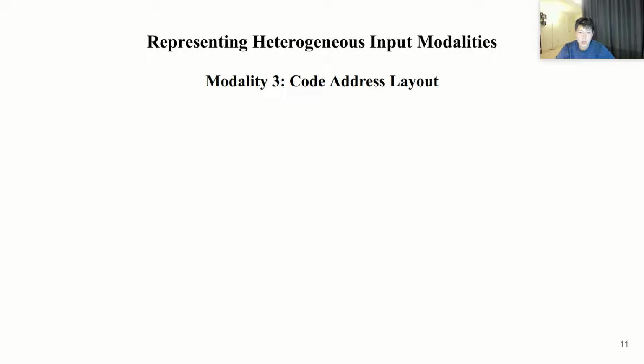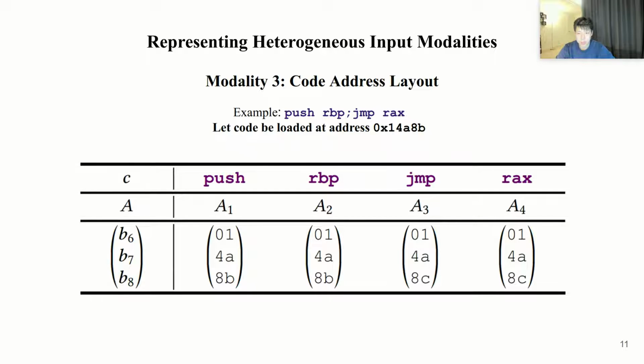We encode the third modality, which is the code address layout, using a similar strategy of trace encoding. Consider the following example. Each address is also encoded by fixed length 8 bytes, but here we omit showing the first 5 bytes as they are all zeros. Tokens belonging to the same instruction share the same address. The incremented address reflects the length of previous instructions. As shown here, the next instruction has its address only incremented by 1, indicating push RBP only occupies 1 byte in x86 syntax.